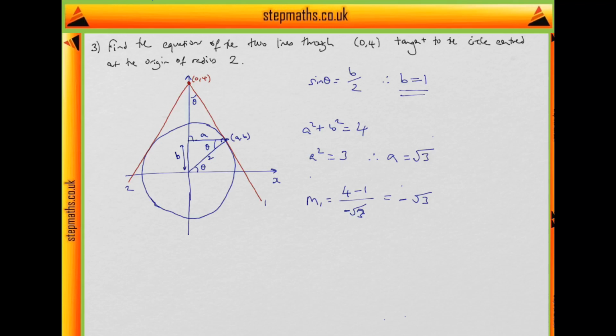You can tell from the symmetry of the graph that the other line is going to have exactly the same gradient but positive, because they're inclined at the same angle. So m2 will be equal to root 3. They both pass through (0, 4), so the y-intercept is 4. Therefore y1 is minus root 3 x plus 4, and y2 equals root 3 x plus 4.